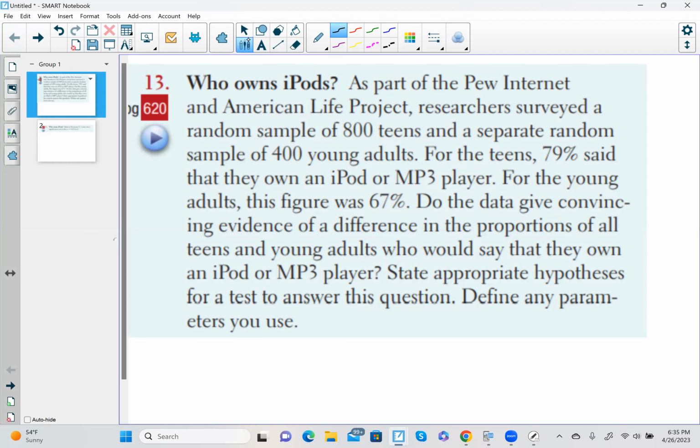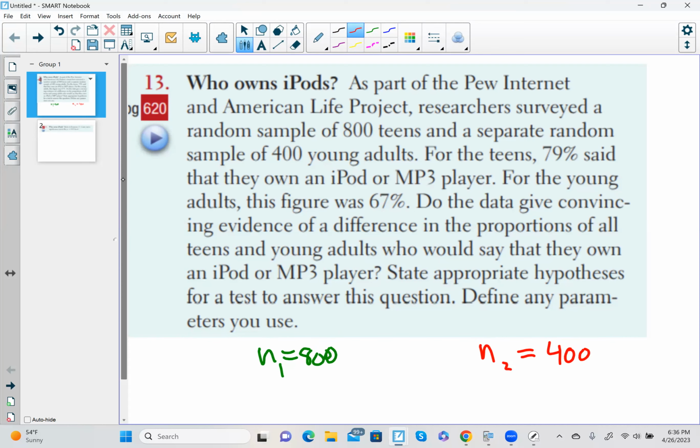And it's saying, as part of the Pew Research and American Life project, researchers surveyed a random sample of 800 teens. So n equals 800. And I'm going to call this n1, meaning the first group. And then there was a second random sample. I'm going to use a different color for them. n2, which is 400 young adults. Okay. And it says here, so for the teens, 79% said they own an iPod.